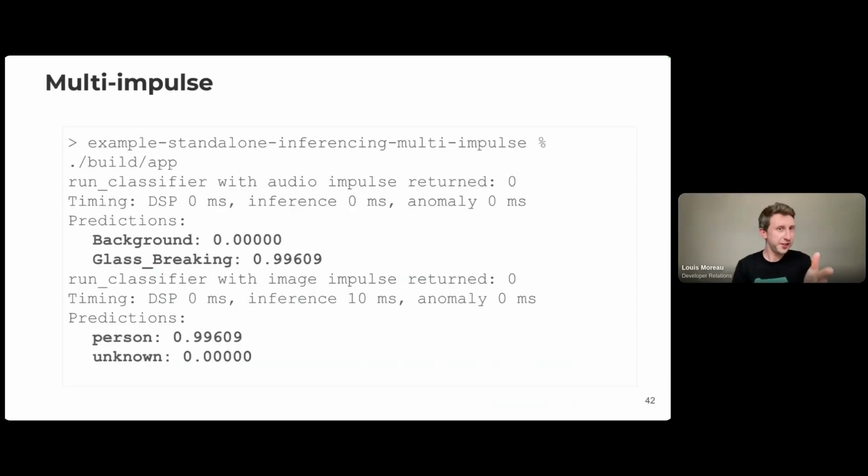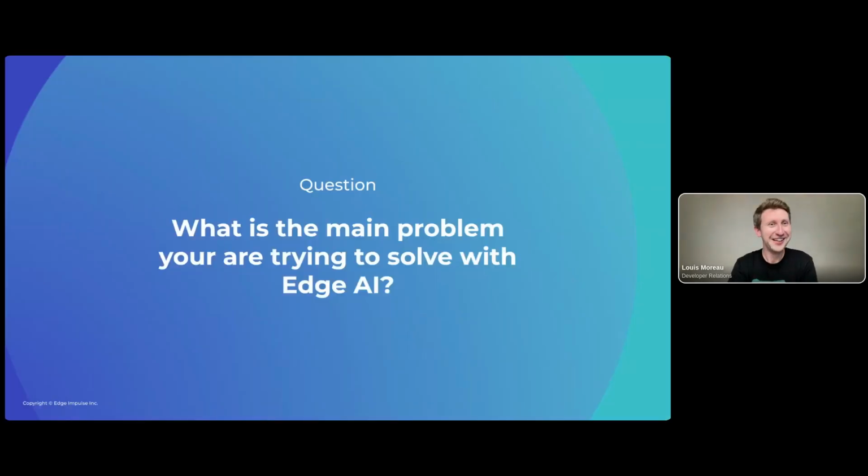And then here is an example of how to run the multi-impulse. The use case was, if you hear a glass breaking sound, you can then launch another impulse to check if on the camera there is a person or not. So this can be used, for example, in a security application, a smart security camera. Cool, right? I know it can be a bit tough, but these are advanced features of Edge Impulse.